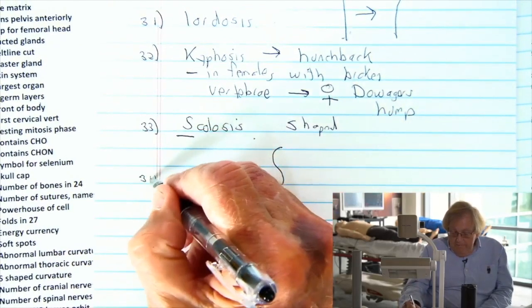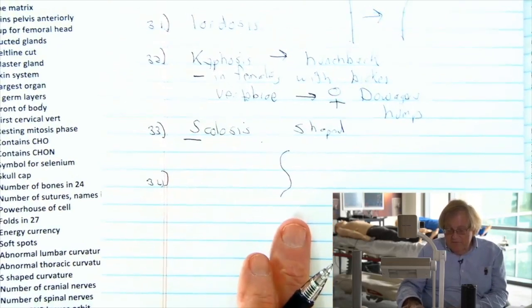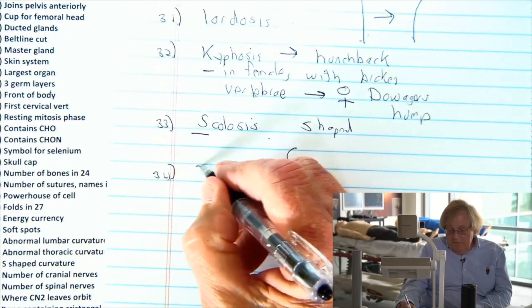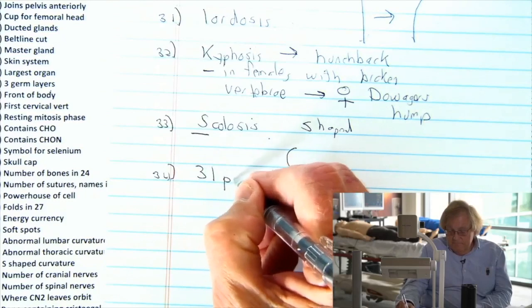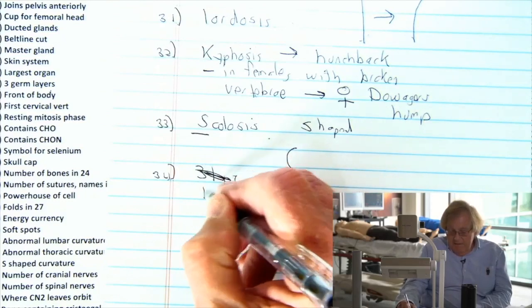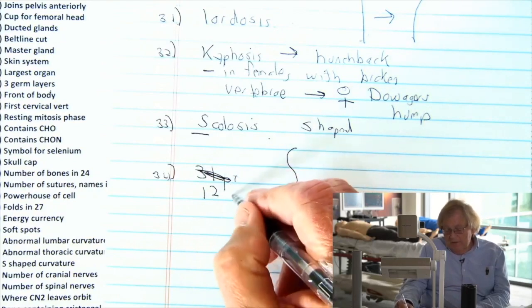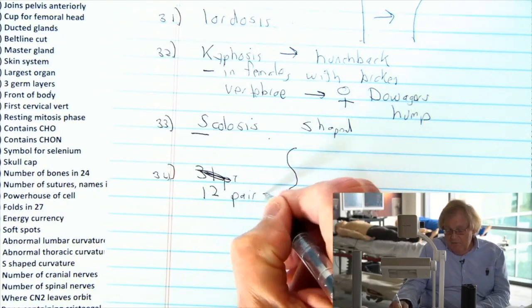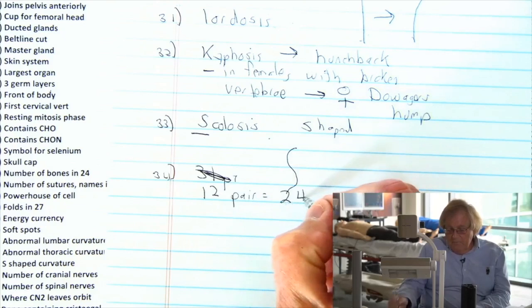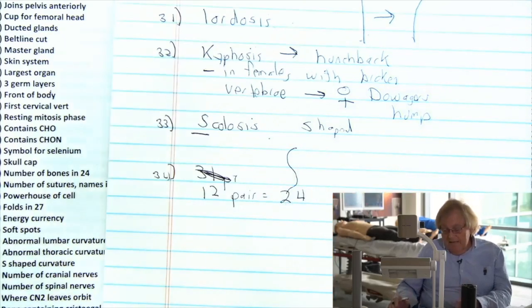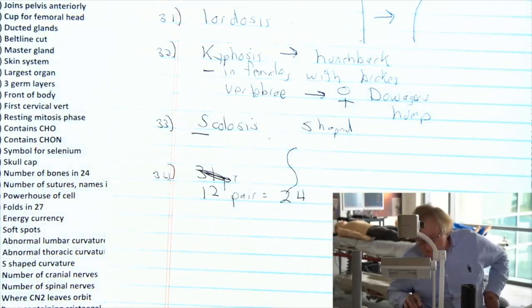34, number of cranial nerves. That's going to be 12 pair. I was talking about spinal nerves there. So 34 is 12 pair. Remember, 12 pair is 24. And of course, those are going to emanate out of the intervertebral foramen.